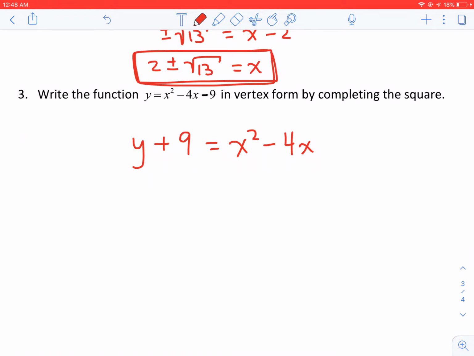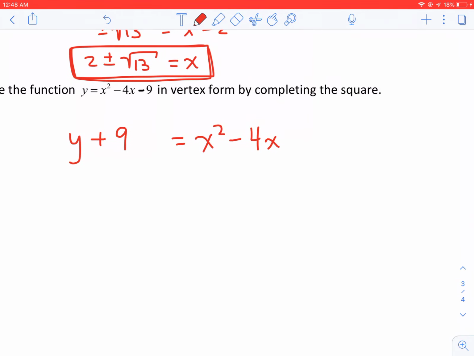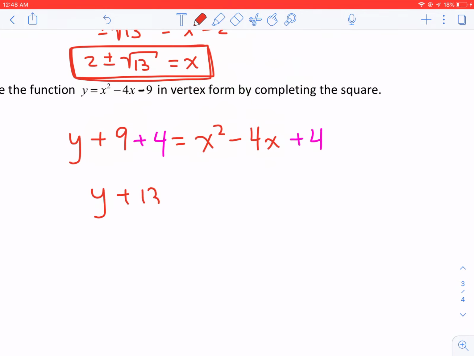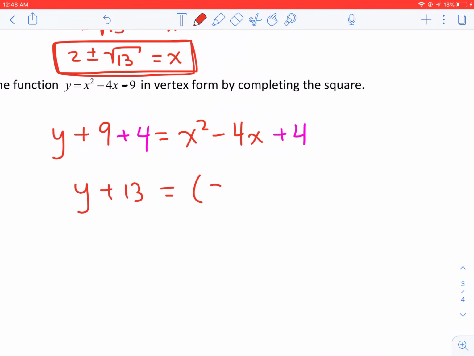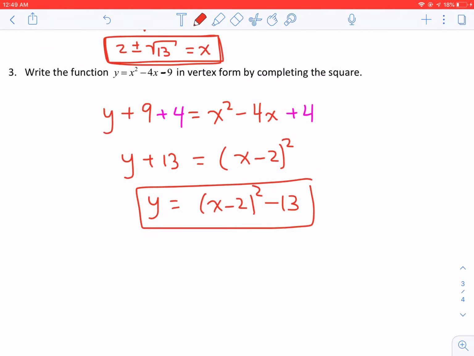So, just like we did before, we're going to complete the square. Still going to be adding 4 to both sides. But we're going to have y plus 13 this time equals, when we factor this, x minus 2 in parentheses squared. And we're not square rooting or anything like that. Here is our equation in vertex form.